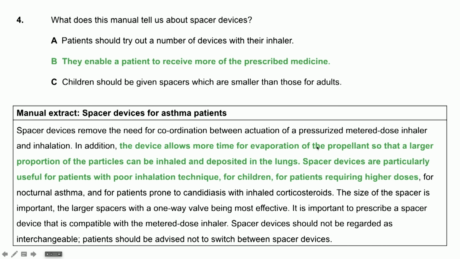Number 4, what does this manual tell us about spacer devices? It tells us that spacer devices enable a patient to receive more of the prescribed medicine. Because in the text, it says the spacer device allows more time for evaporation of the propellant so that a larger proportion of the particles can be inhaled and deposited in the lungs.